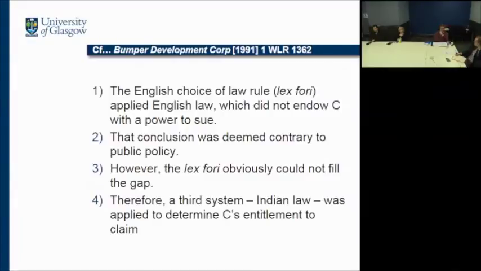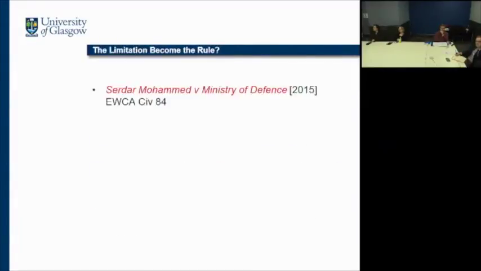Well, yes there is, because very recently, last year, in the case of Mohammed against the Ministry of Defence, this involved torture claims essentially against the Afghani security forces, which alleged that the Ministry of Defence officials had been complicit in handing over Afghani nationals to be tortured.